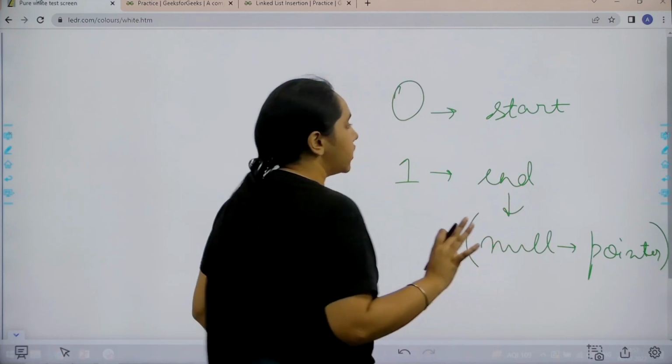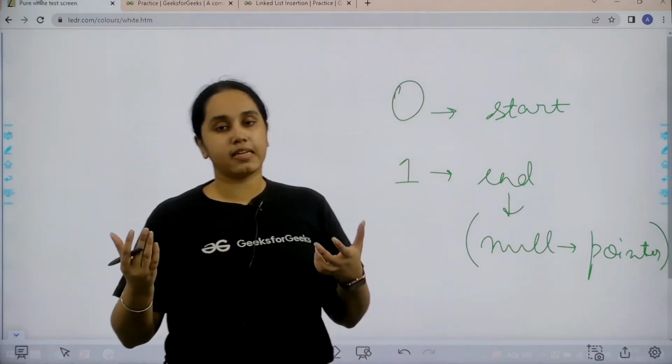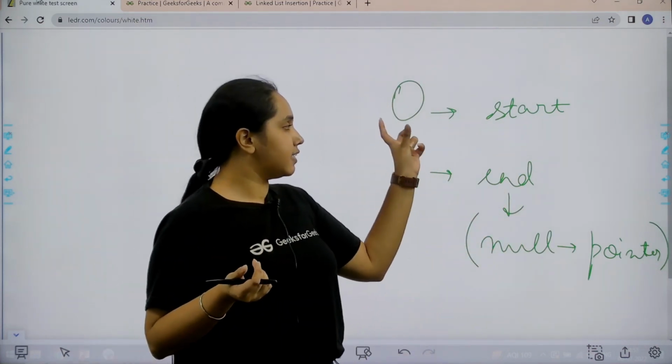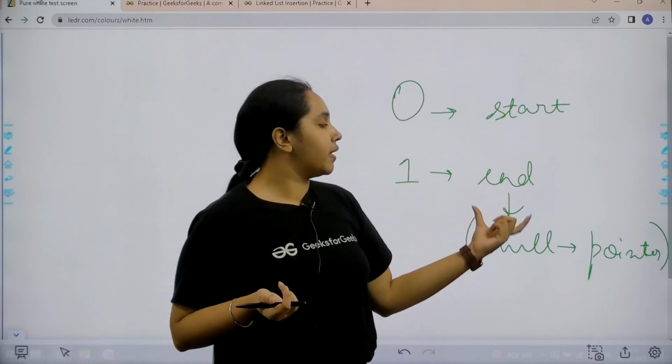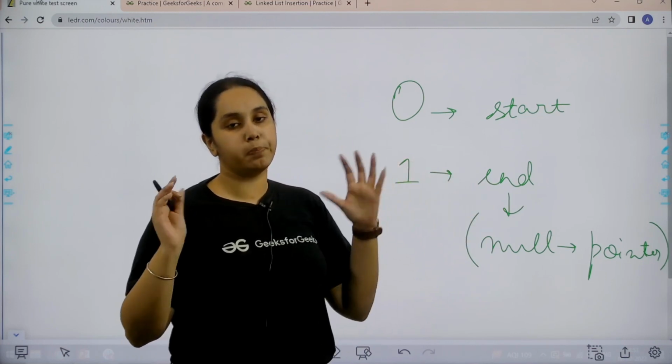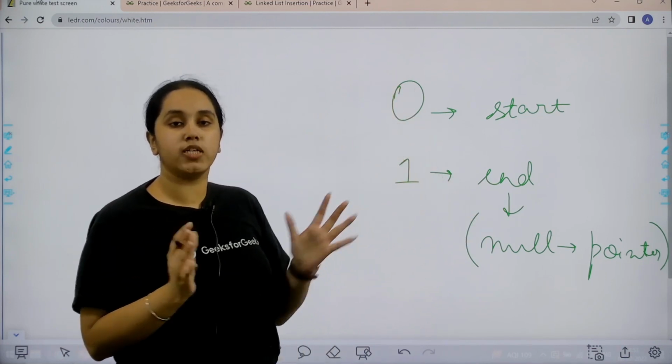So I hope the question is clear to you. We need to add elements in a linked list. If the indicator is 0, the element would be added in the start. If the indicator is 1, the element would be added in the end and the pointer would be null. I hope the question is clear to you.